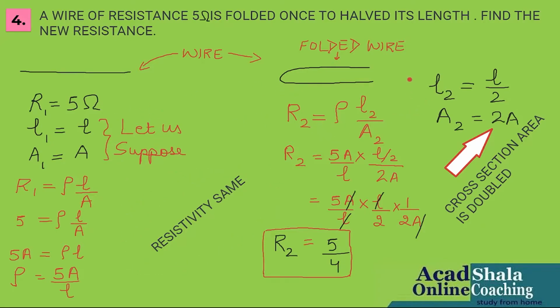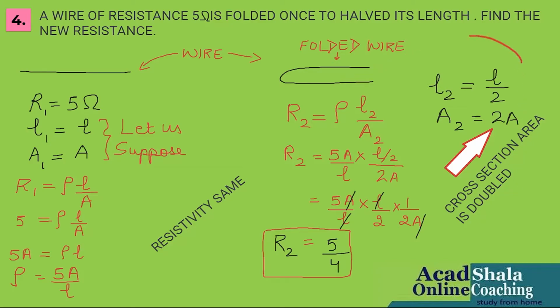Now, in the second case, we have to think about what will happen if we fold the wire. Of course, length will be different. I have come to know, according to the numerical, that it will become half its length, that is L upon 2. I have also come to know that if the wire is doubled, of course, the cross-section area is now different, doubled.